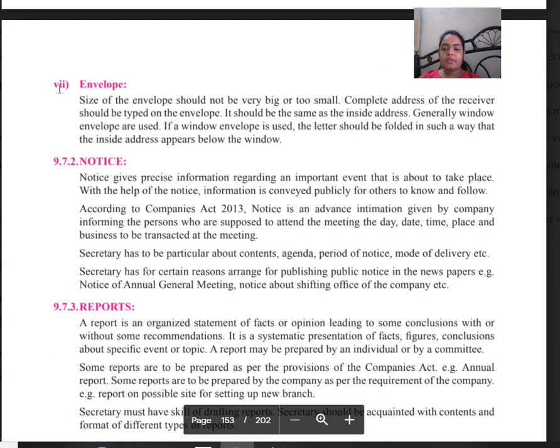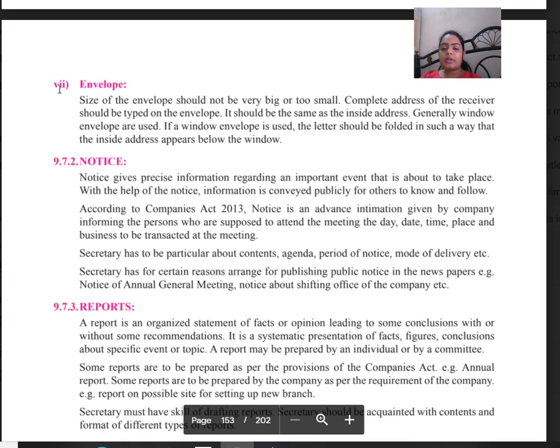Then next we have the envelope. The size of the envelope should not be very big or too small. The complete address of the receiver should be typed on the envelope. It should be the same as the inside address. Generally, window envelopes are used.